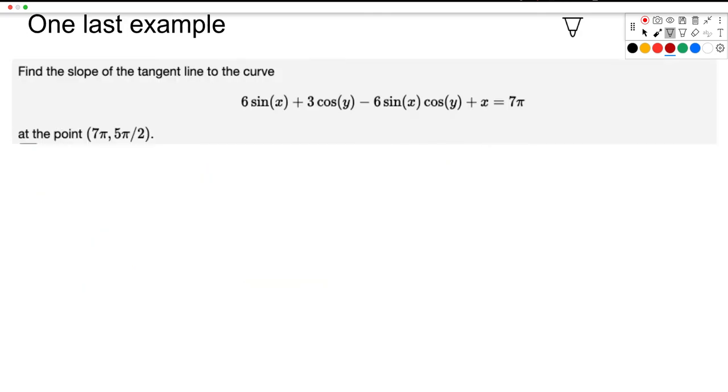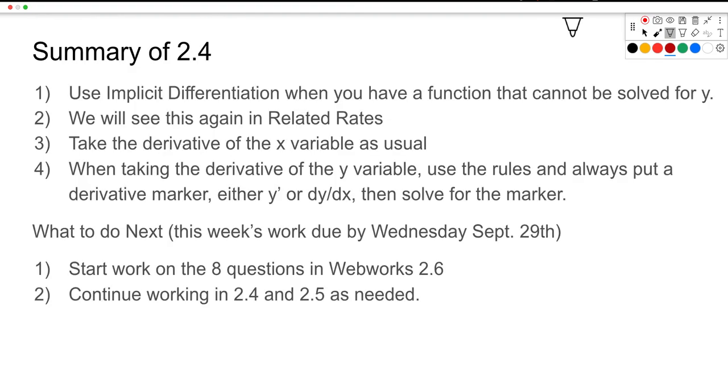Here's a more complicated one, but implicit differentiation. You'll see it again with related rates, so we'll keep practicing. I think related rates is actually next, but we'll keep moving with it.